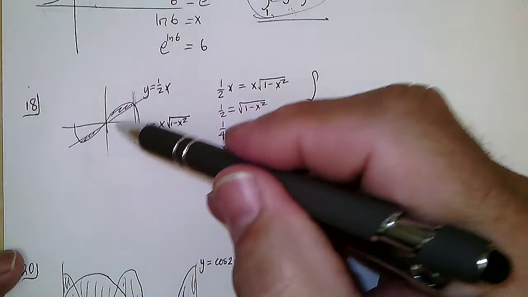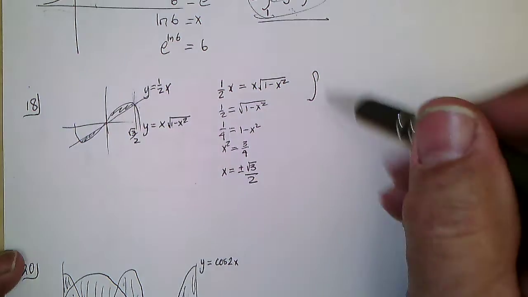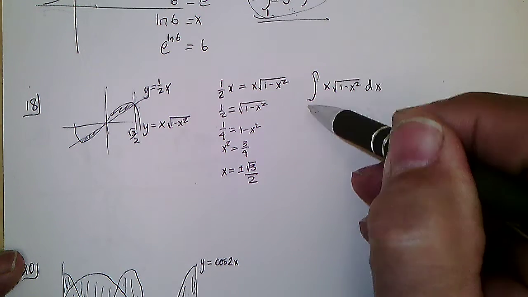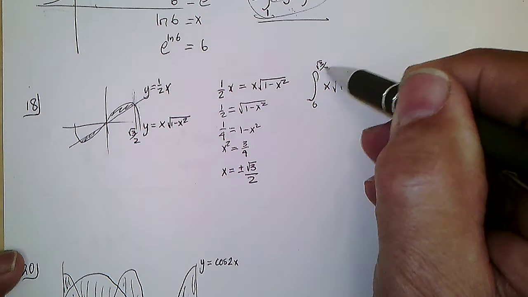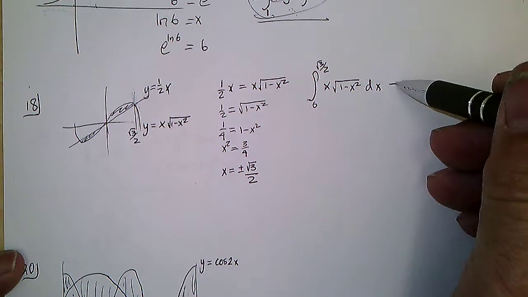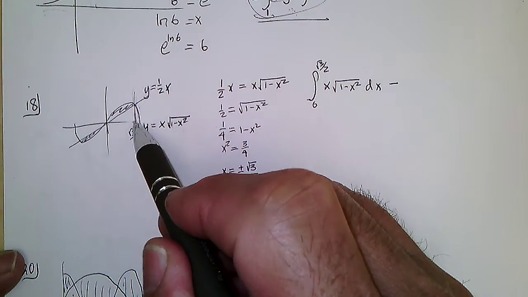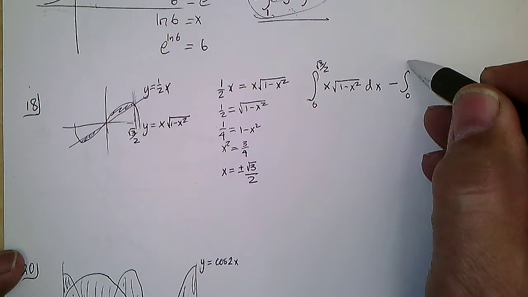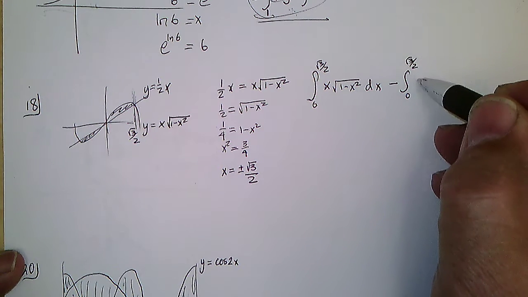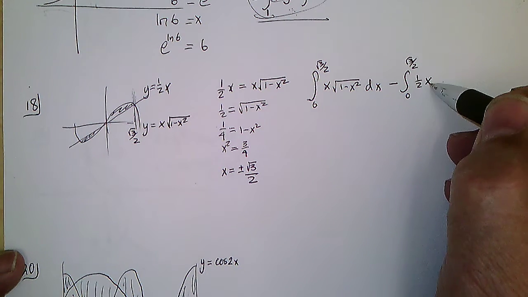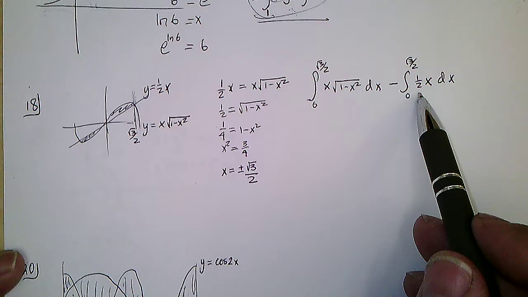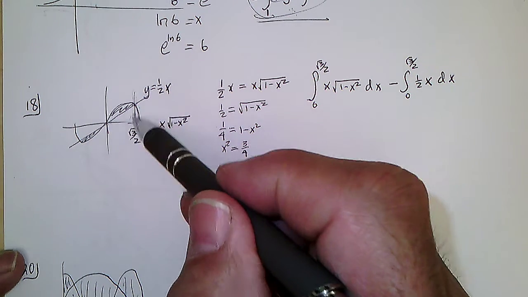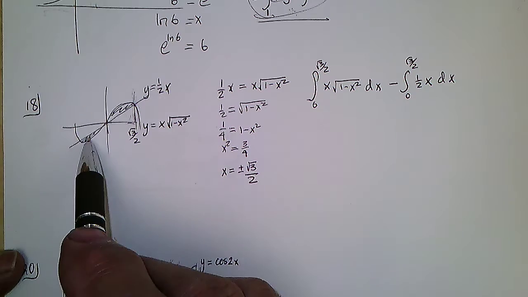So I want to integrate. The top function would be this one, which is x square root of 1 minus x squared from 0 to square root of 3 over 2, minus the other one. I could actually just figure this triangle out, but I'll do the integral anyway. 0 to square root of 3 over 2 of 1/2 x dx. This will give me the area of the triangle. This will give me all the area under this curve. And I need to double that for my answer.